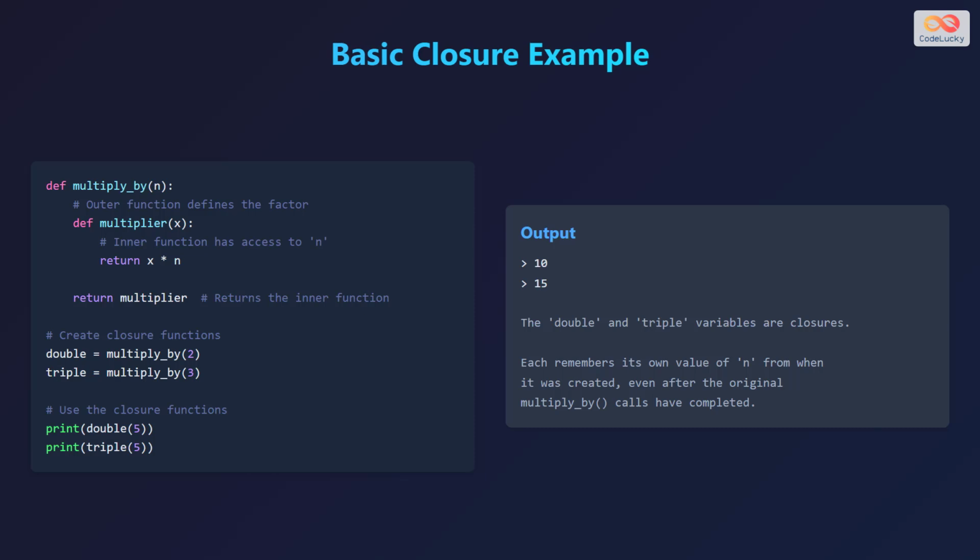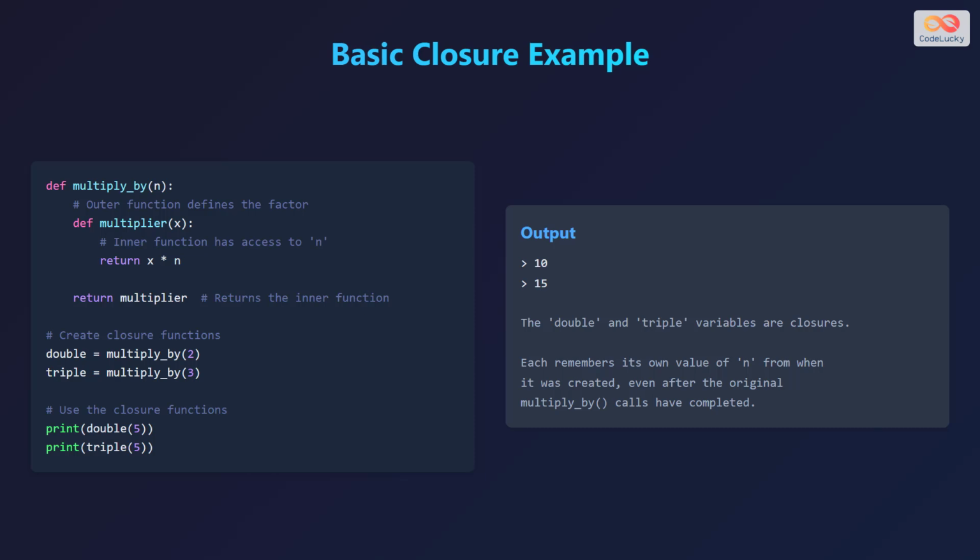Let's delve into a basic closure example. We define a function called multiply by, which takes an argument n. Inside multiply by, we define another function called multiplier, which takes an argument x. The multiplier function returns x multiplied by n. Finally, the multiply by function returns the multiplier function.